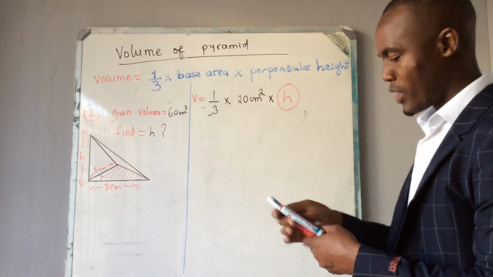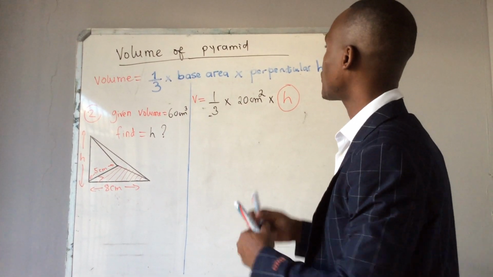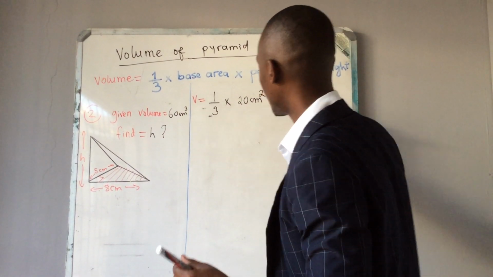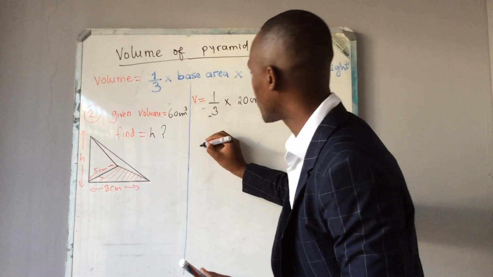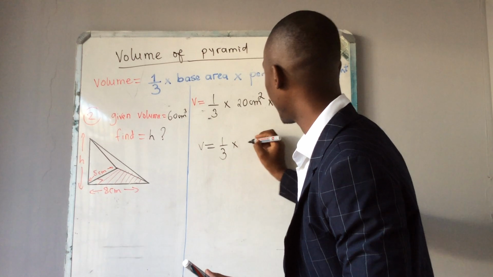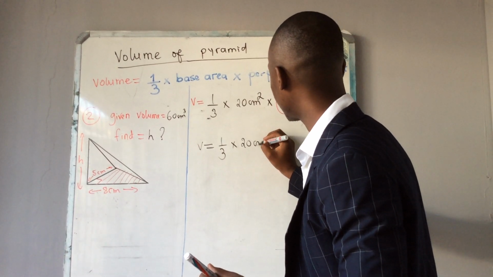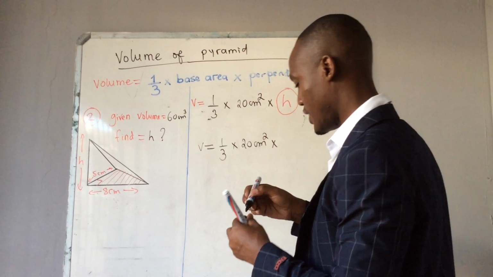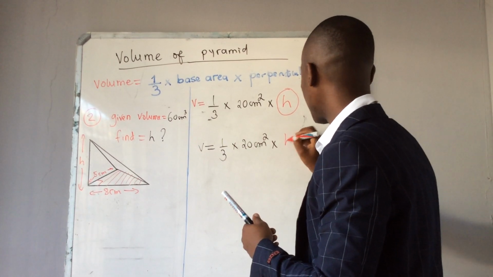Now, we're going to use some algebraic manipulation. So the first thing to do is to put just the formula as it looks, in this case, which is v equals 1/3 times 20 centimeters squared times, in this case, the height. That's what we're looking for.